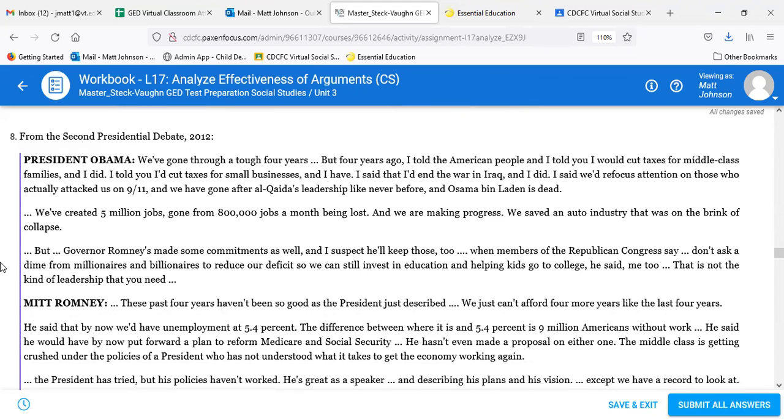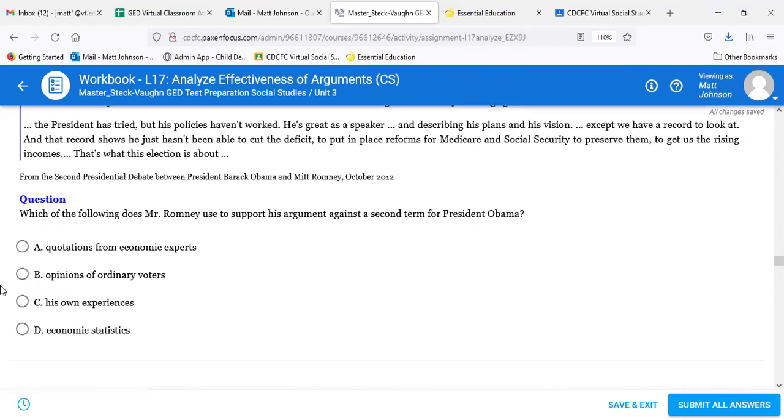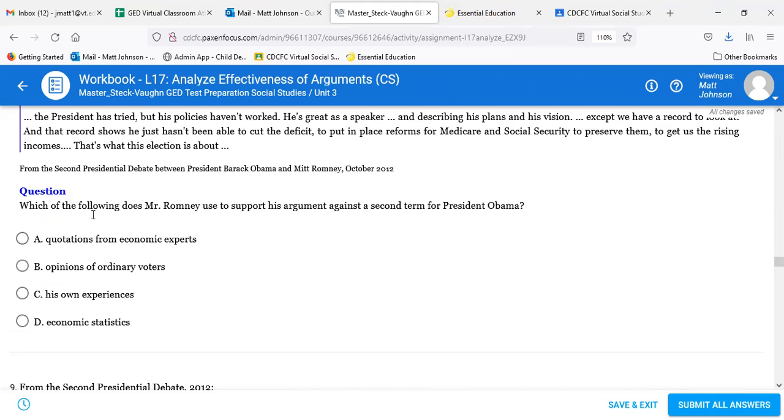And number 8, we have the same passage. Grace, are you there? Can we get you to read number 8? Okay. Which of the following does Mr. Romney use to support his argument against a second term for President Obama?